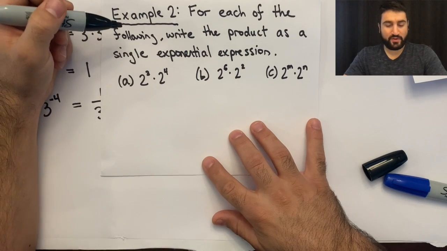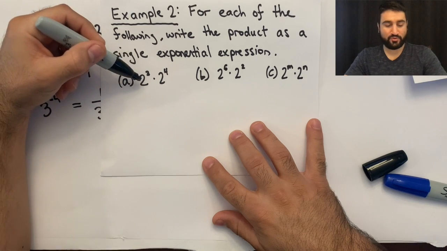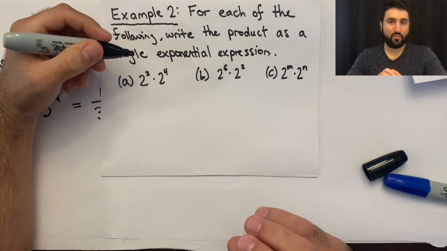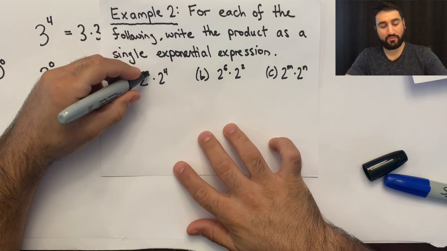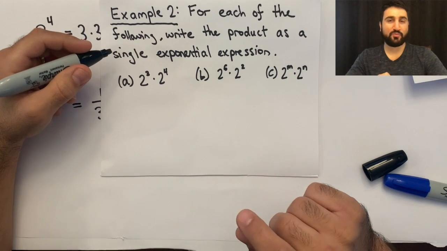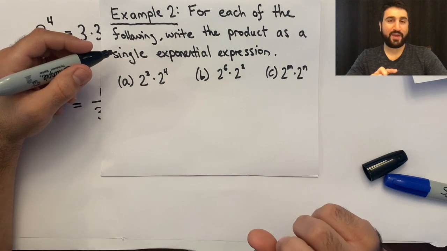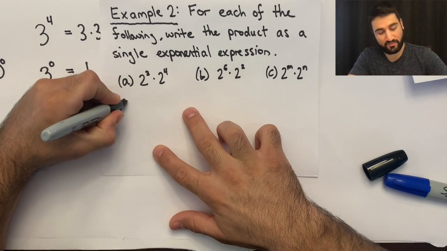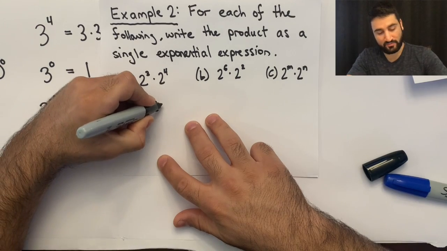For each of the following, write the product as a single exponential expression. So these are multiple exponents here, and we want to combine this into a single expression. So 2 to the 3 times 2 to the 4, what did we learn about that? When you multiply, you're going to add the exponents. So this is the same as 2 to the 3 plus 4, which is 2 to the 7th.